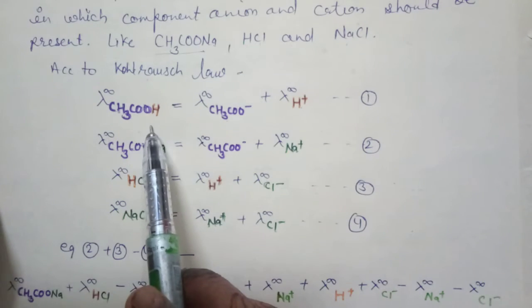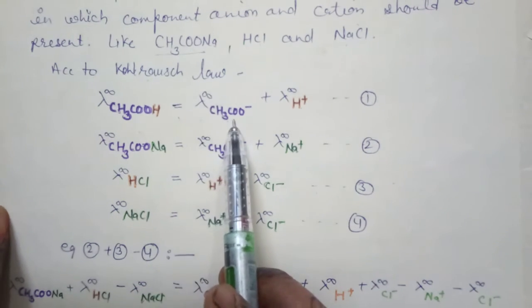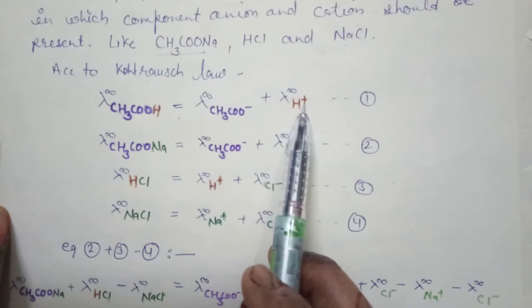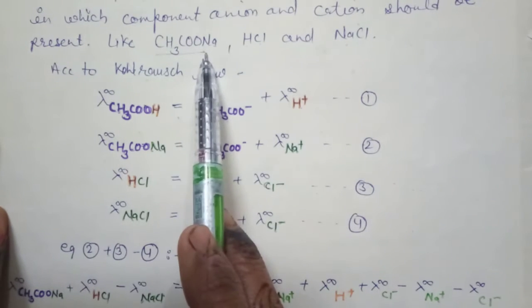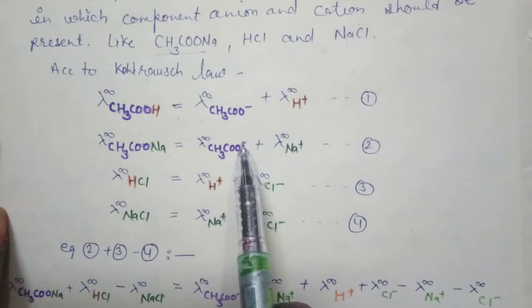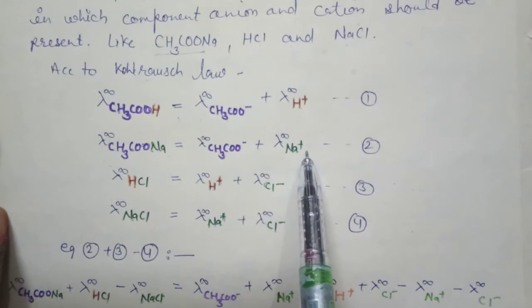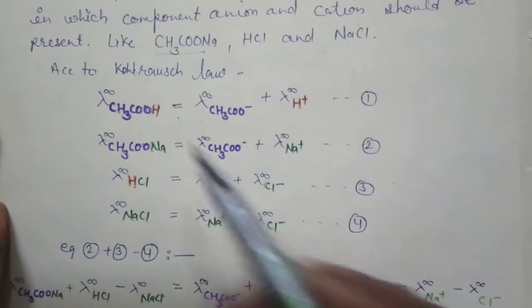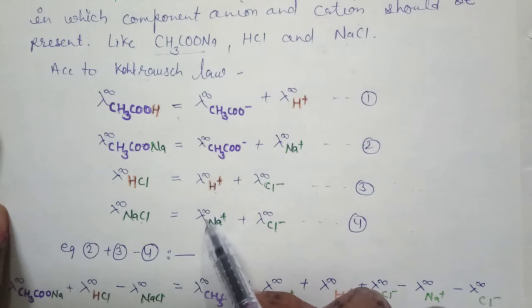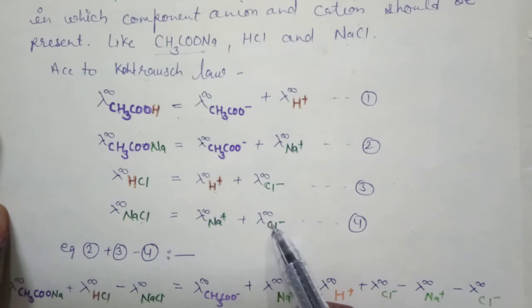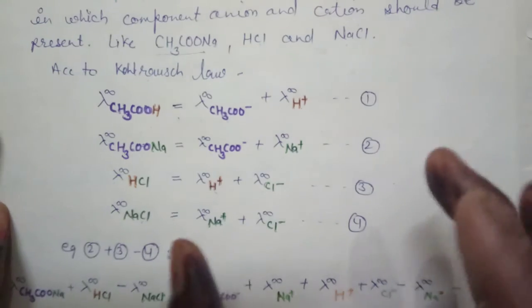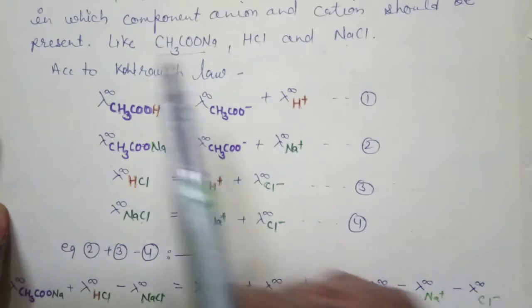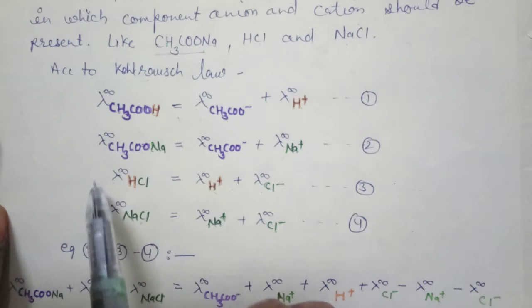Lambda infinity CH3COOH is equal to lambda infinity acetate ions plus lambda infinity H plus ions. Lambda infinity CH3COONa will be equal to lambda infinity CH3COO minus plus lambda infinity Na plus. Lambda infinity HCl, third, is equal to lambda infinity H plus plus lambda infinity Cl minus. Lambda infinity NaCl is equal to lambda infinity Na plus plus lambda infinity Cl minus. This is only simple Kohlrausch law for these 4 electrolytes. 1 is given and 3 are assumed.